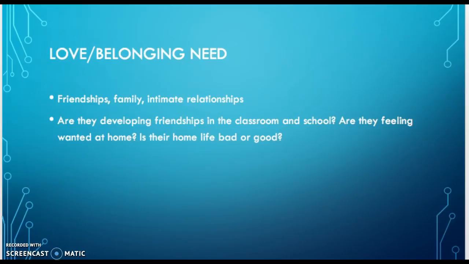And at home, are they feeling wanted? As a teacher, am I looking at my parents and asking, do I have involved parents? Do the parents care about their child's work and what is going on at school with them?